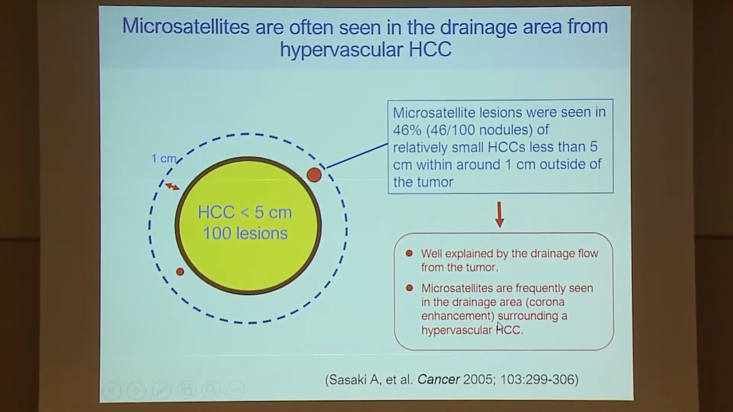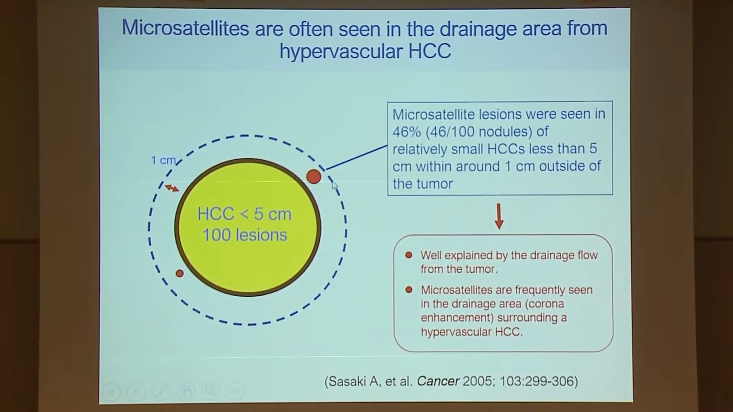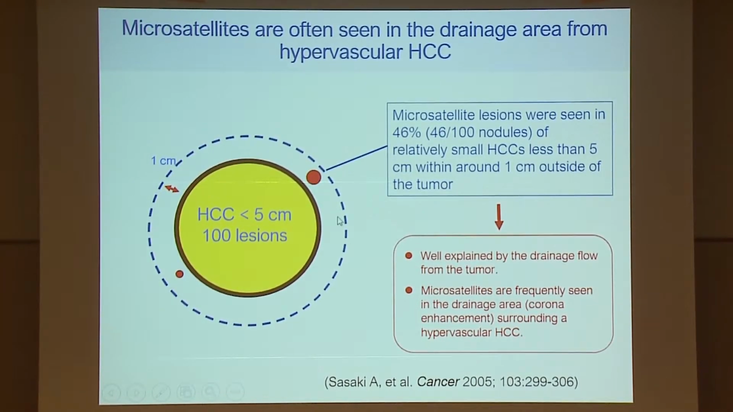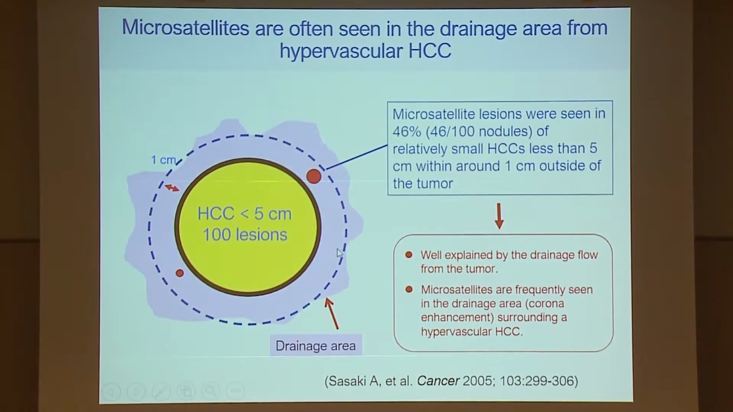As in the previous lecture, Professor Nakajima already told, microsatellite regions are very often seen just adjacent to the HCC, even in a small HCC. According to Sasaki, microsatellite regions were seen around 46% of HCC, relatively small, less than 5 centimeters in diameter, around 1 centimeter outside of the tumor. This is very well explained by drainage flow from the tumor, and microsatellites are very frequently seen. So this area is the real safety margin and should be treated.